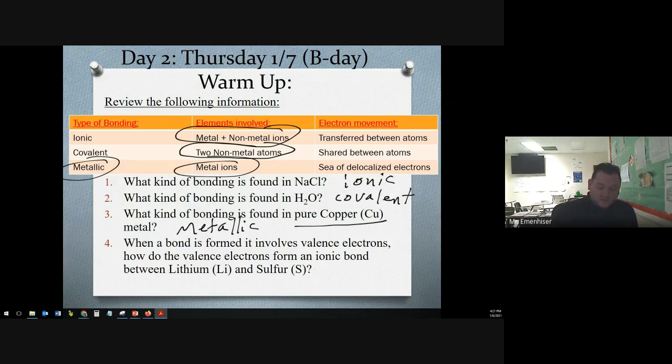Okay, number four. When a bond is formed, it involves valence electrons. How do the valence electrons form an ionic bond between lithium and sulfur? So the fact that they're telling us lithium and sulfur really doesn't matter. And I think this question is a little confusing. But it says it's an ionic bond. And so what's going on with the electrons in the ionic bond? It says it right here. Electrons are transferred. So we're going to write transferred.